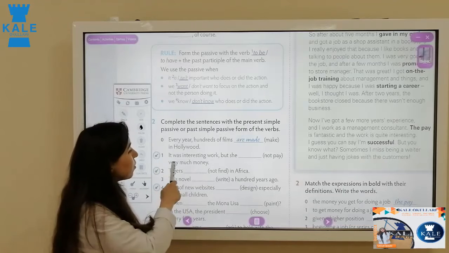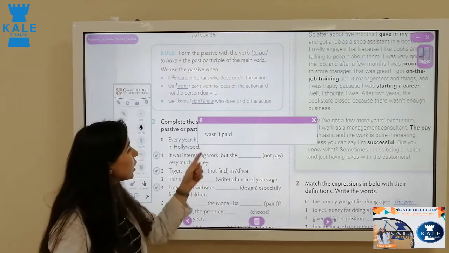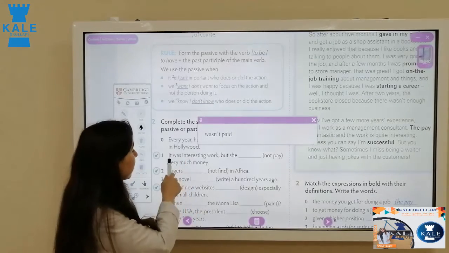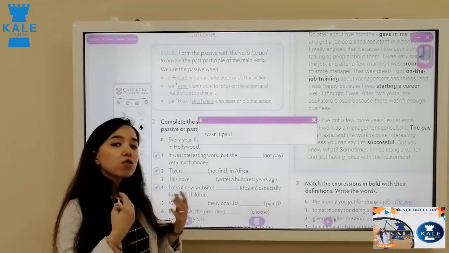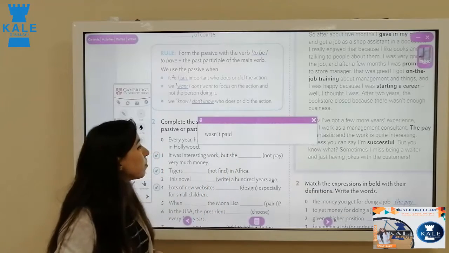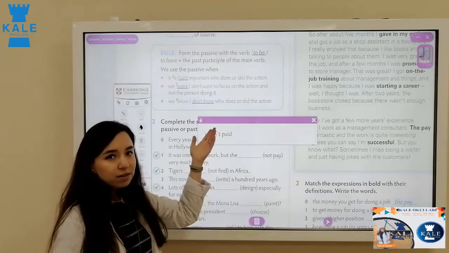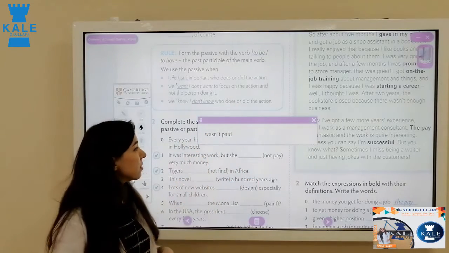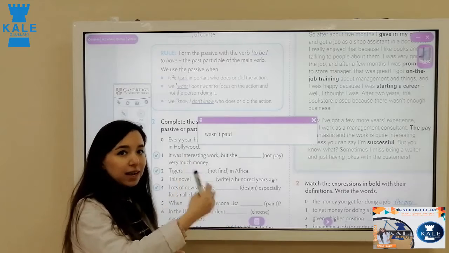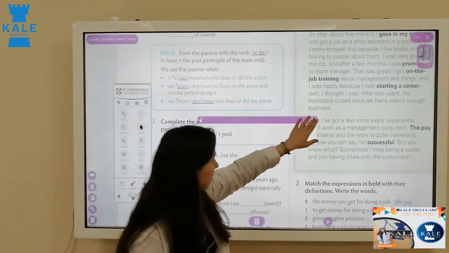And look at number one. It was interesting work, but she very much money. What is the answer? She wasn't paid. Look at here, the sentence starts with past simple. Here we have was. So it shows us that the active sentence is also past simple. But she wasn't paid very much money. So our sentence is passive. Was in the negative form is wasn't. You know, was just takes not in the negative. And the past participle of pay is paid. Pay, paid, paid. Past simple and past participle, both of them the same. So this is our passive sentence.